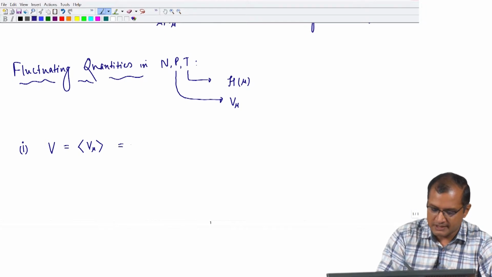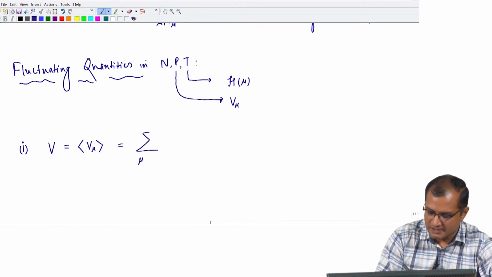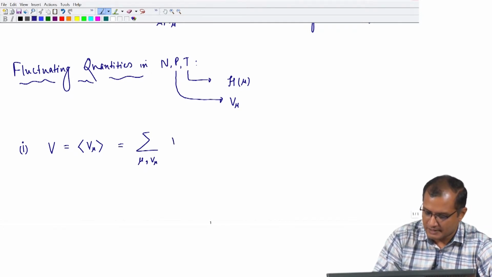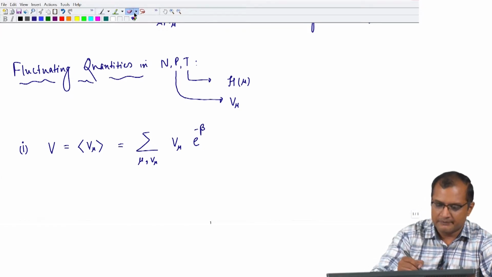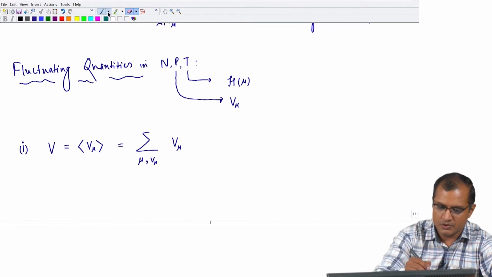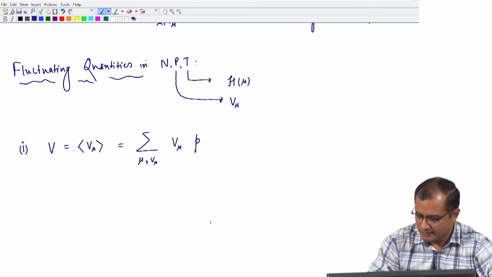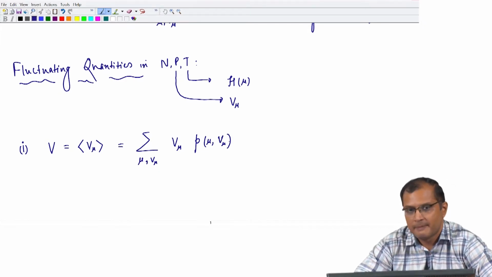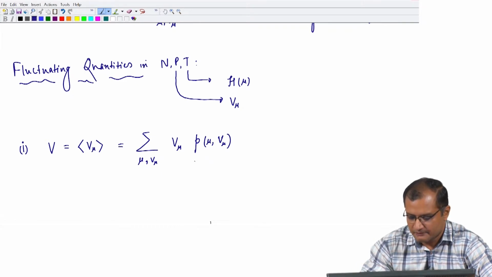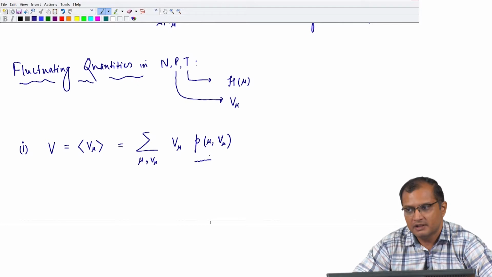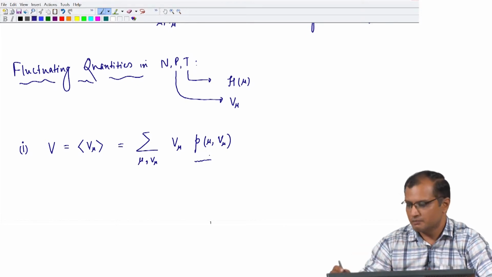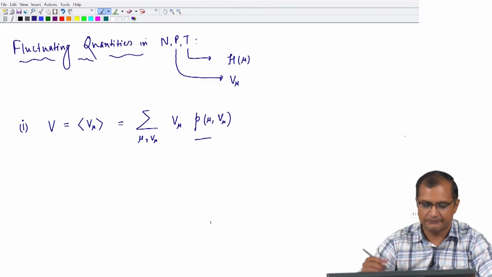So, this is nothing but you have to sample this volume among all the microstates, and this is the sampling. You sample the instantaneous volume in your probability distribution. So, your probability distribution is P of mu at V mu. So, this is your probability distribution function, and you sum over all mu and V and sample your volume. This will give you the average volume of the system.